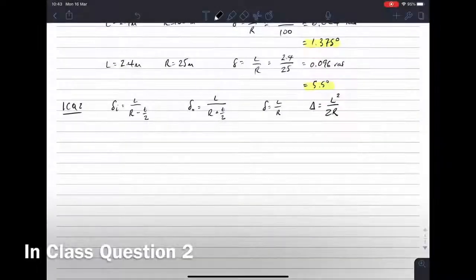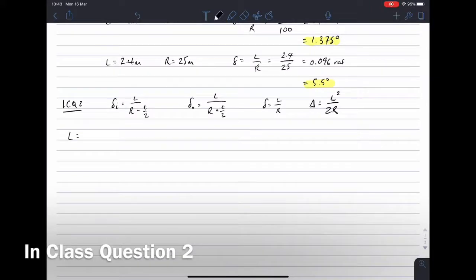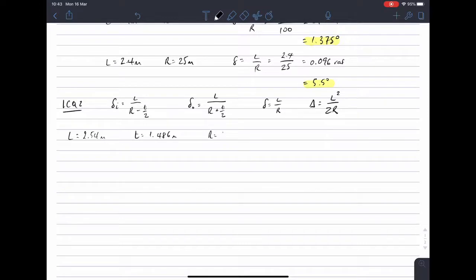This wheelbase of 2.54 metres, a track width of 1.486 metres, okay, and a radius of the corner of 10 metres. So it's just a matter of plugging the things in. So delta I is going to be L over R minus the track width, 1.486 divided by 2. Okay.